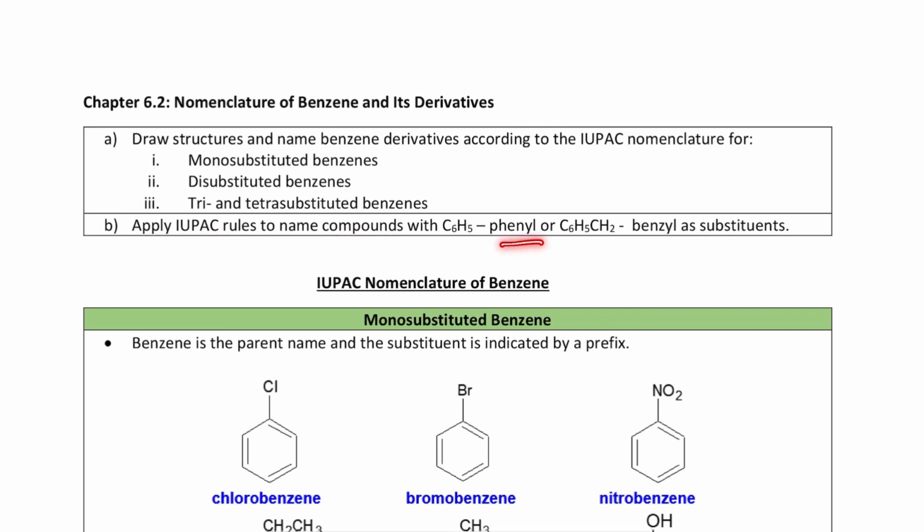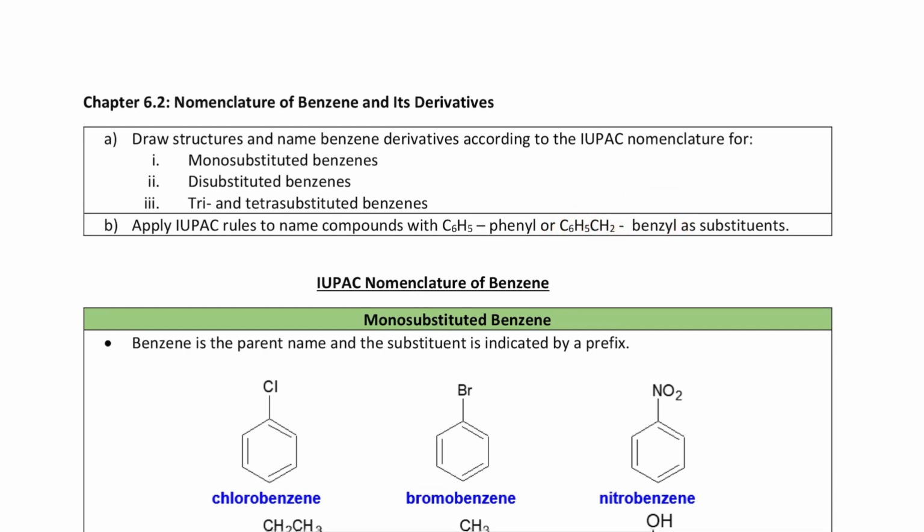Alright, so apply IUPAC rule to name compound with C6H5 phenyl, C6H5CH2 benzyl as substituent. Okay, so ada possibility for benzene ring untuk jadi substituent. So bila benzene ring tu jadi substituent, we call it as phenyl. Tapi kalau benzene ring together with CH2, kita panggil benzyl. This one kita dah jumpa dah.